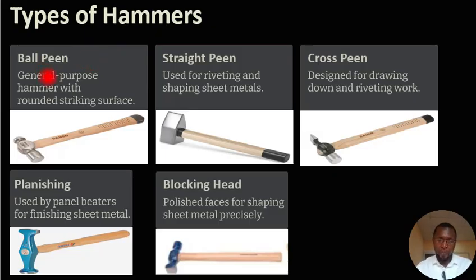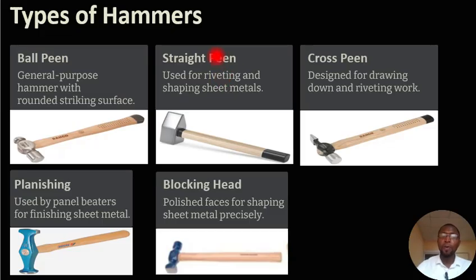The first one we have here is known as the ball peen hammer. This is a sample here. This one is made for general purpose, especially for rounded striking surfaces. This is the head of the hammer. It has a rounded head at both the left and right sides. Most of the time, when the nails have rounded heads, you use this ball peen. So it has a ball shape.